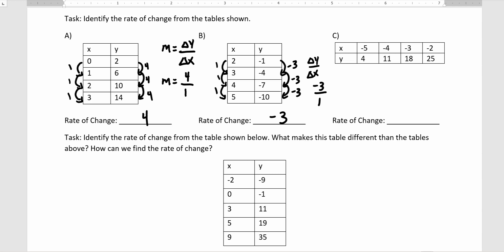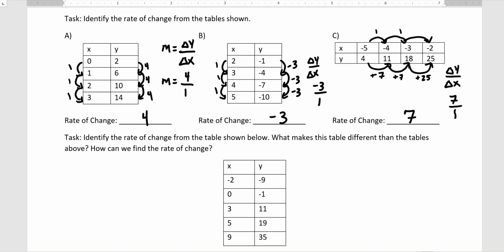All right, now notice here, x going up by 1 as I head this direction. What's happening here? We're going up by 7. 11 goes to 18, and 18 then goes to 25. So my change in y over my change in x: y is changing by 7 for every 1 that x changes by, so my rate of change would be 7 over 1, or just 7.